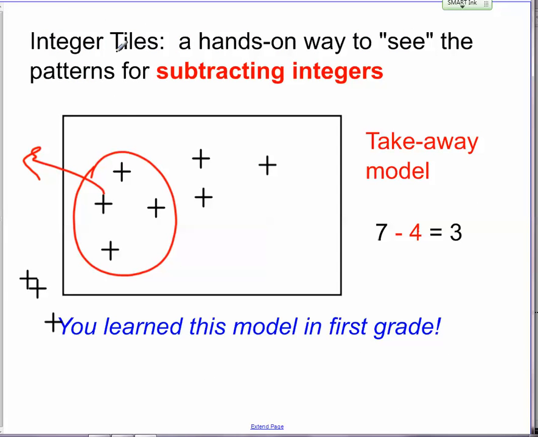So we use the integer tiles today. It's a hands-on way to see this. So we just started off. I'm just going to review with what we did. So we started off with 7 tiles on our field, and we took out 4 of them. And when we take out 4, we have 3 left.